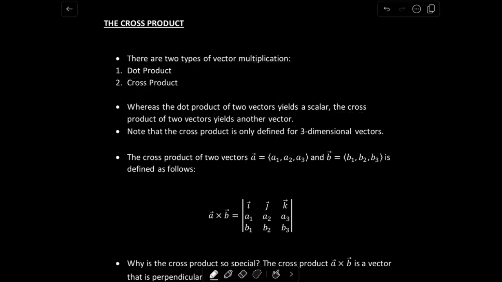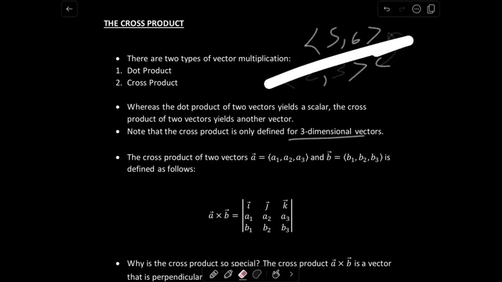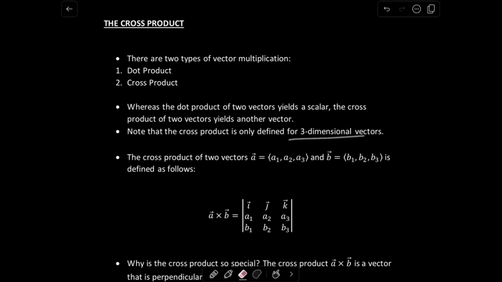Note that the cross product is only defined for three-dimensional vectors. So you can't calculate a cross product, for example, with two-dimensional vectors, for example, 2 and 3, and then another vector would be 5 and 6. It doesn't work on two-dimensional vectors. It has to be three-dimensional. Whereas the dot product worked with two-dimensional vectors, and you could also calculate the dot product for three-dimensional vectors.